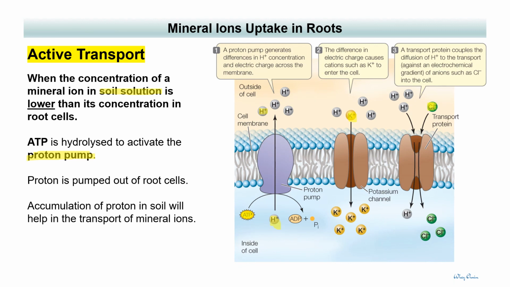This pumping out of hydrogen ion into the soil solution will accumulate the hydrogen ion outside of the cell. And this can activate the potassium channel and the chloride channel to start transporting the potassium ion and the chloride ion into the cytoplasm of the cell.